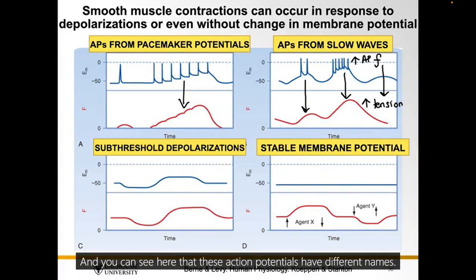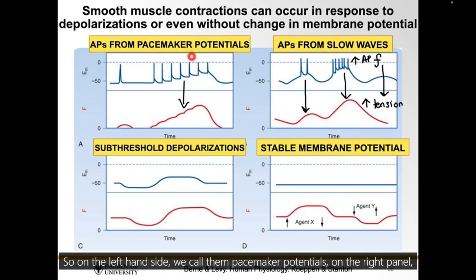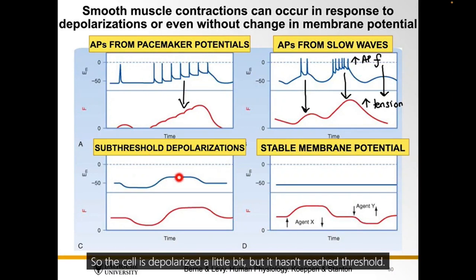And you can see here that these action potentials have different names. On the left-hand side, we call them pacemaker potentials. On the right panel, we call them slow waves. And we'll see what they are in the next few slides. But before we go there, I also want to bring your attention to the bottom of the slide. In this left panel, we see that the membrane potential changes a little bit, but never fires an action potential. This is what we would call subthreshold depolarization. So the cell is depolarized a little bit, but it hasn't reached threshold, therefore there's no action potential.